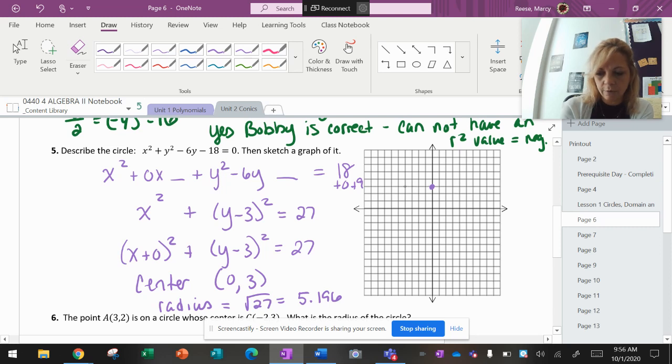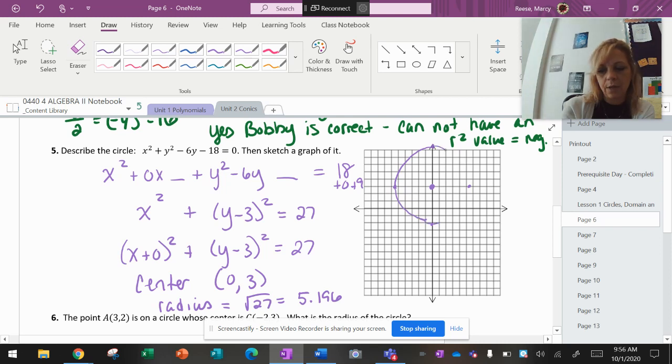1, 2, 3, 4, 5. Just a little bit. It almost looks like half. 1, 2, 3, 4, 5. I can't get it perfect with my stylus, but 1, 2, 3, 4, 5 down. A little over that. 1, 2, 3, 4, 5 up. A little past that. So it's just over the graph.